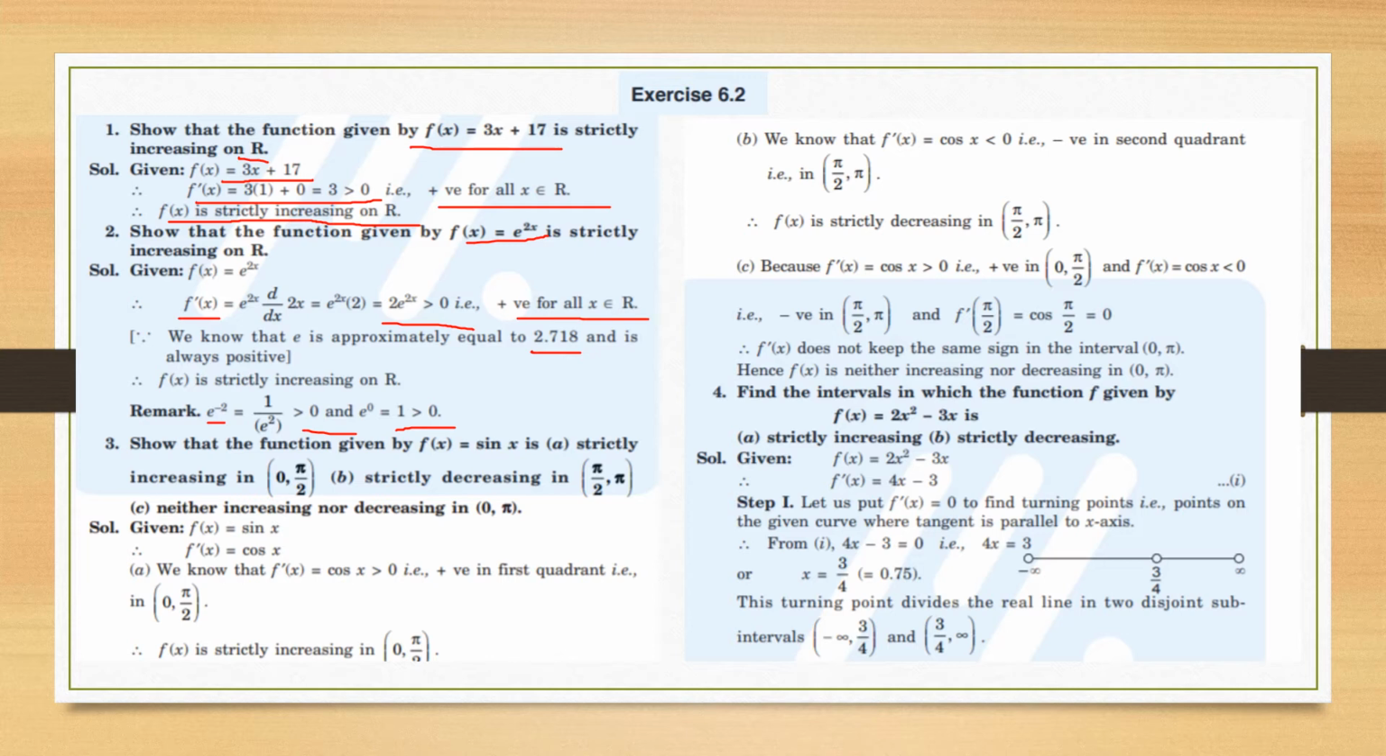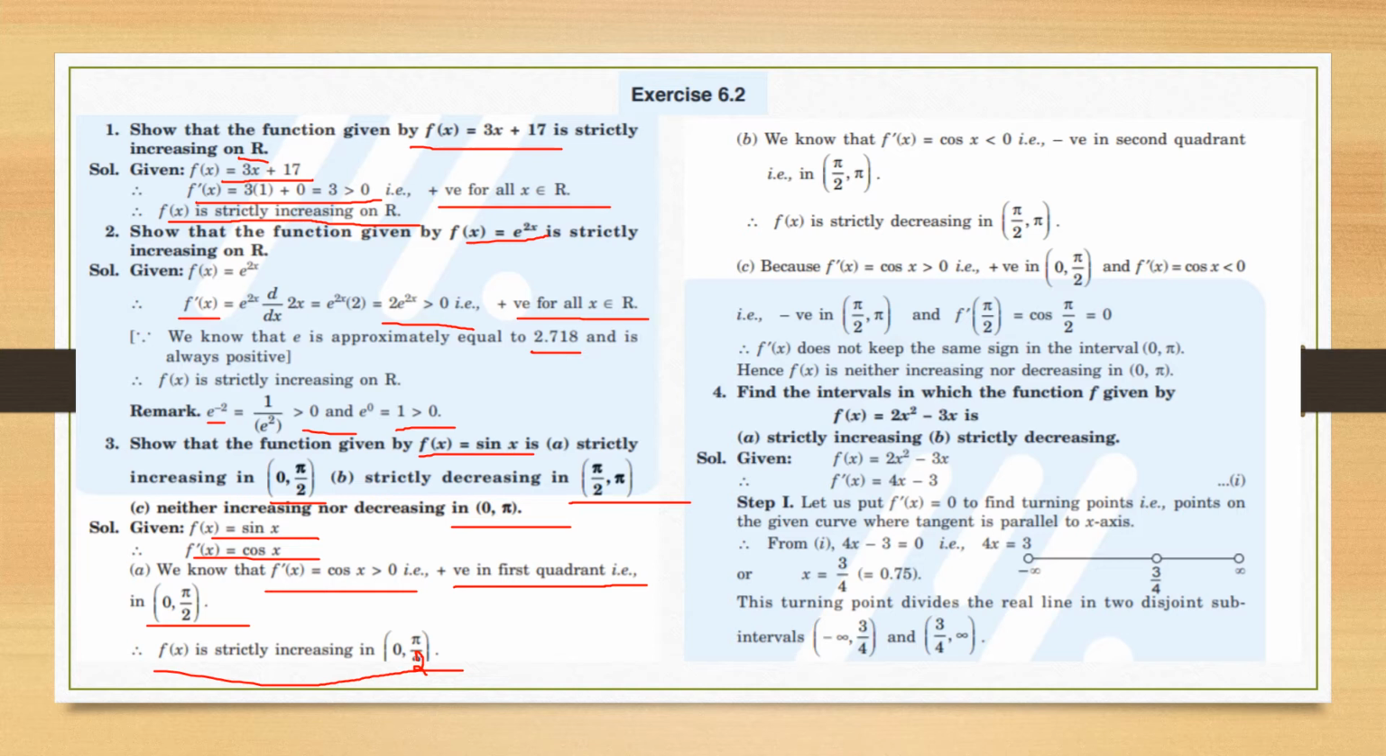Number 3: show that the function defined by f(x) equal to sin x is strictly increasing on 0 to 90, decreasing on pi by 2 to pi, and neither increasing nor decreasing on 0 to pi. So this is my function sin x, derivative is cos x. Now my derivative is positive. Positive in which quadrant? First quadrant. That is my 0 to 90. So I say this is strictly increasing in 0 to 90.